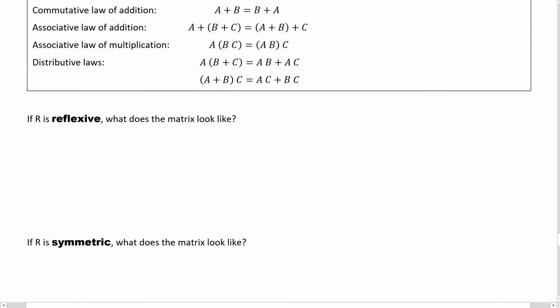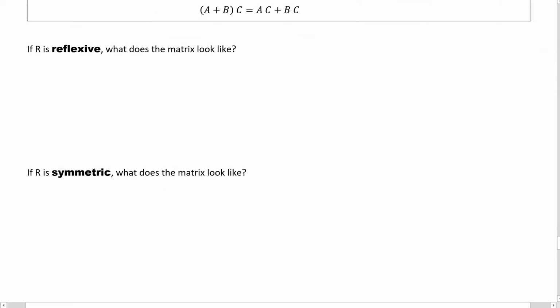Alright, let's come back to our relation. If we remember our matrix of a relation from X to Y, the elements of X correspond to the rows, and the elements of Y we label on the columns. When we see a relation, we fill it with 1, and the rest is just going to be 0. Okay, so question: if R is reflexive, what does the matrix look like?